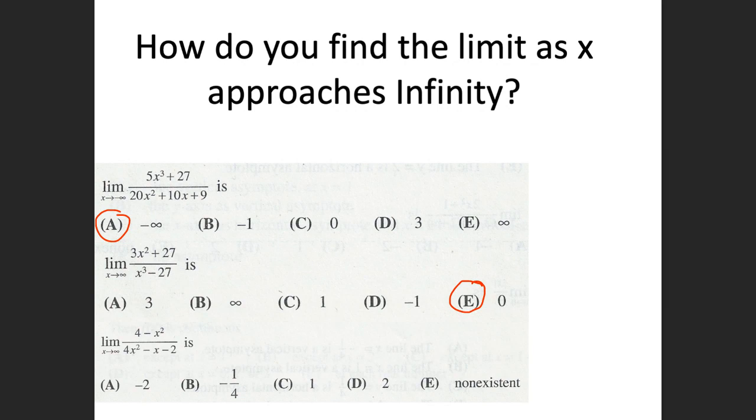Negative 1/4 is correct. Highest power on top, highest power on bottom, both exactly the same. So we just take the number on top, number on bottom, negative 1/4. Good. I thought we'd catch you. I thought somebody would say positive 1/4, but I guess that's not one of the answers down there. So negative 1/4 is correct.